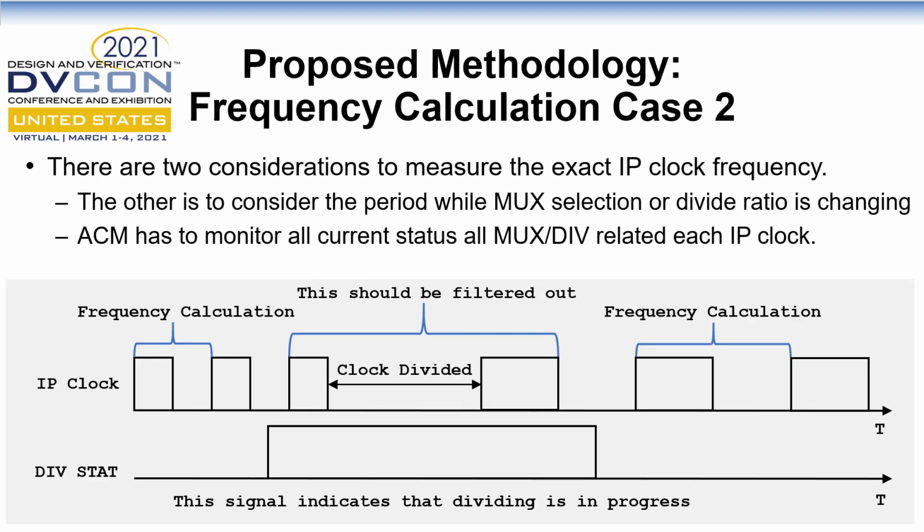The other is to consider the period while mux selection or divider ratio is changing. We use the status signal to indicate that the dividing or mux selection is done to avoid wrong frequency calculation. So the ACM monitors all mux and divider status signals associated with each IP clock.